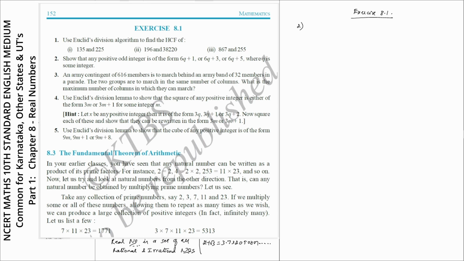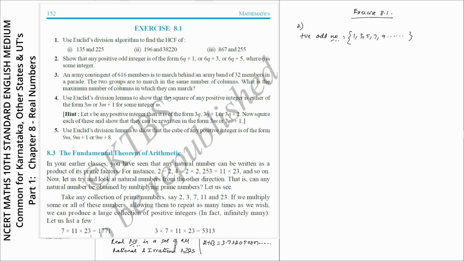Exercise 8.1, question number 2. Show that any positive odd integer is of the form 6q plus 1 or 6q plus 3 or 6q plus 5, where q is some integer. Now what are positive odd numbers? So positive odd numbers are nothing but 1, 3, 5, 7, 9 and so on.